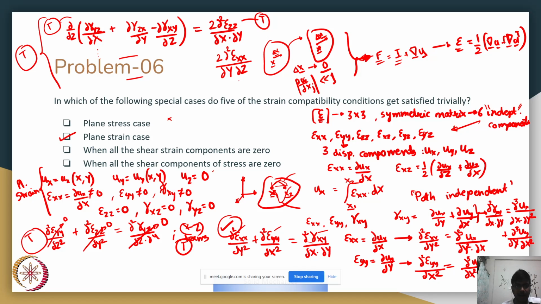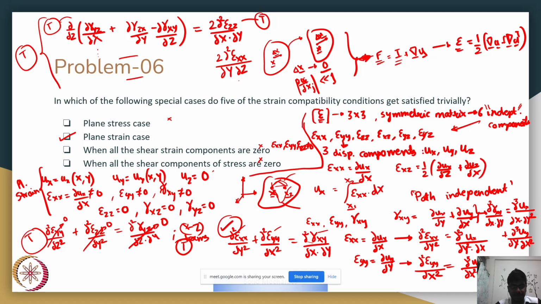Okay. And the third option is when the shear strain components are 0, so you can have epsilon xx, epsilon yy, and epsilon zz. These are the only non-zero components, but we are not told anything about their nature, what functions they are of. So we cannot say this. And again, the fourth one deals with stress. The strain compatibility equations are only on strain. So again, this one is also not relevant.